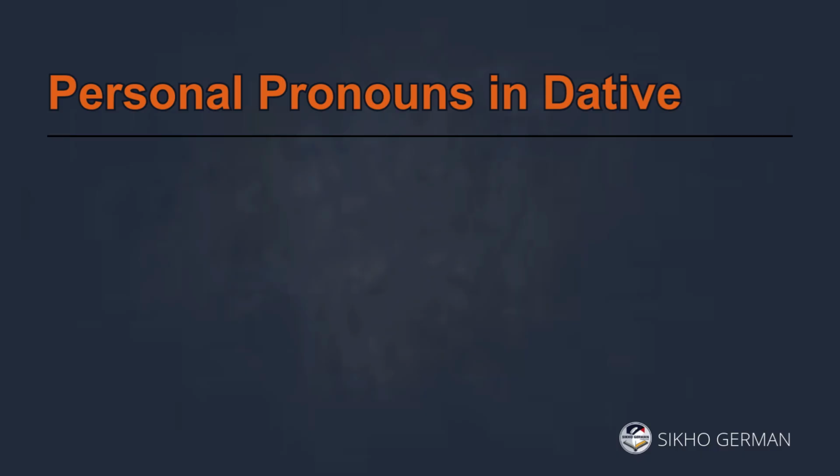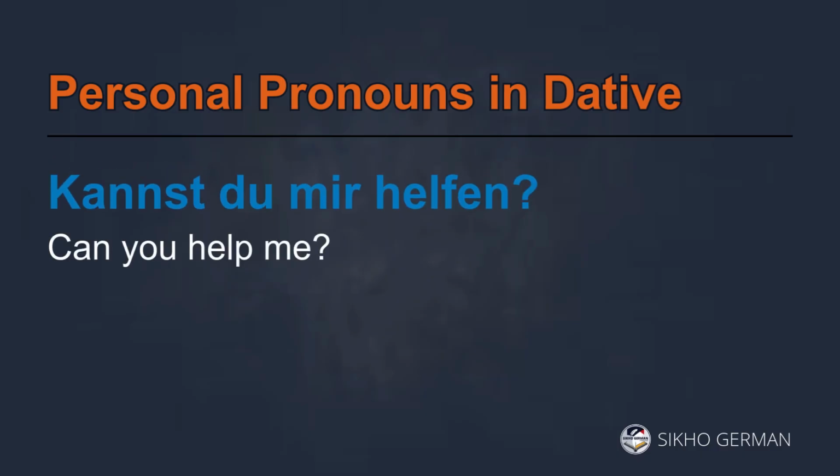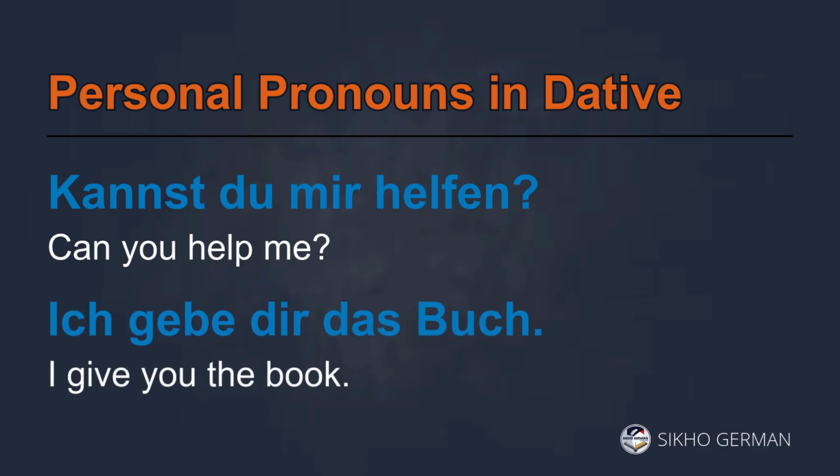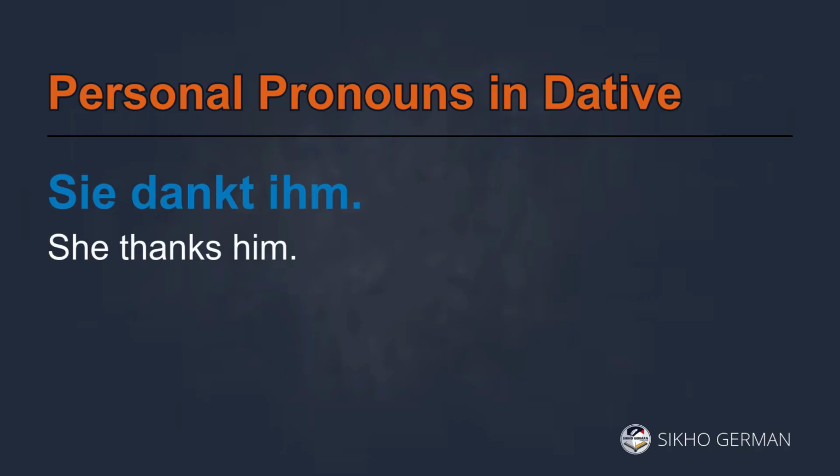Let's use these in sentences. Kannst du mir helfen? Can you help me? The pronoun ich changes to dative mir because helfen takes a dative object. Ich gebe dir das Buch. I give you the book. The pronoun du changes to dative dir. Sie dankt ihm. She thanks him. The pronoun er changes to dative ihm because danken takes a dative object.